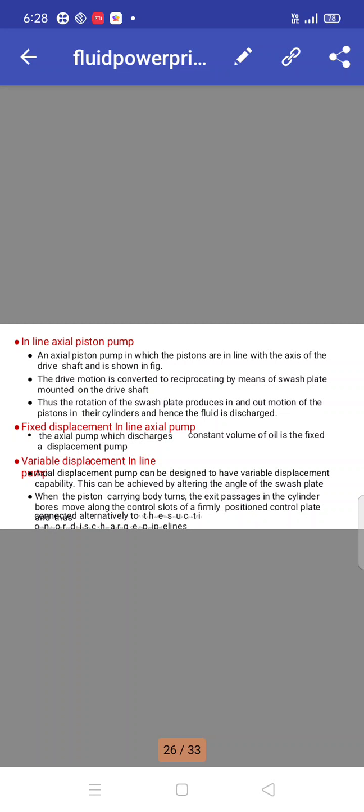Variable displacement inline pump. The pump can be designed to have variable displacement capability. This can be achieved by altering the angle of the swash plate. When the piston carrying body turns, the exit passages in the cylinder bores move along the control slots of a firmly positioned control plate and alternately connect to the suction or discharge pipelines.